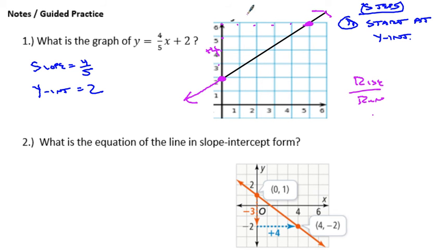So I went up 4 and then I went over 5 in the positive direction. Positive 4, which is up 4, and right 5, is positive. I went up 4 over 5 because my rise over my run is 4 over 5. So step 2 for graphing a line, after we start at the y-intercept, is use slope.